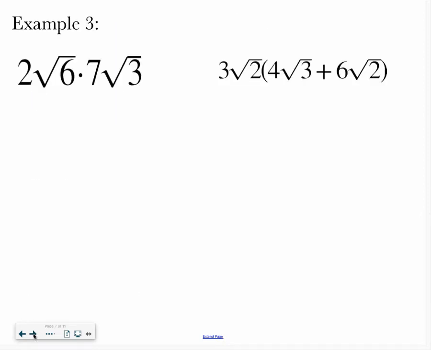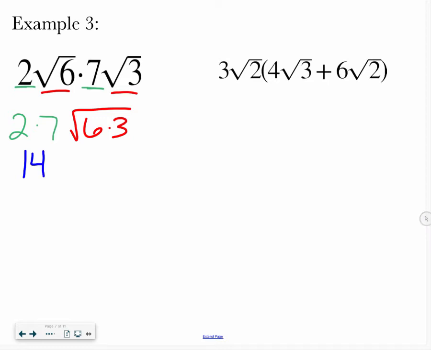Alright, example 3. Now we're going to practice multiplying. Notice that we have two numbers on the outside, so we multiply those together. And then we have our square roots, and we multiply those together. So I'm left with 14 times the square root of 18.